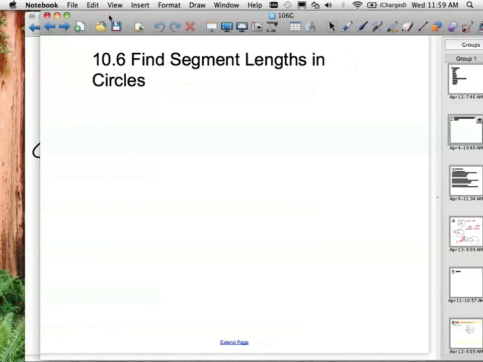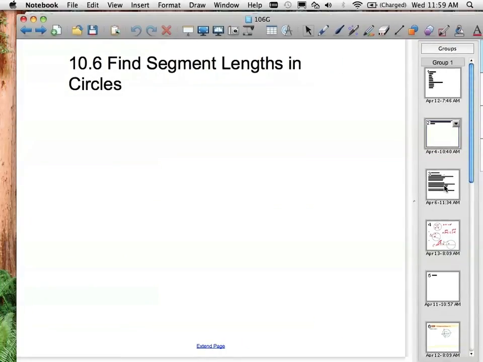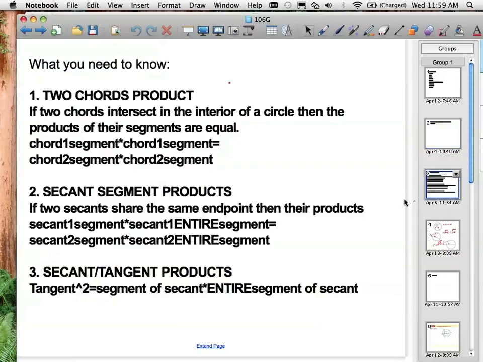Okay, so this is 10-6, find segment lengths. So here's what you need to know. There's 3 rules again. Okay? Really, if you were to write down one thing that was super important, it would be these rules.